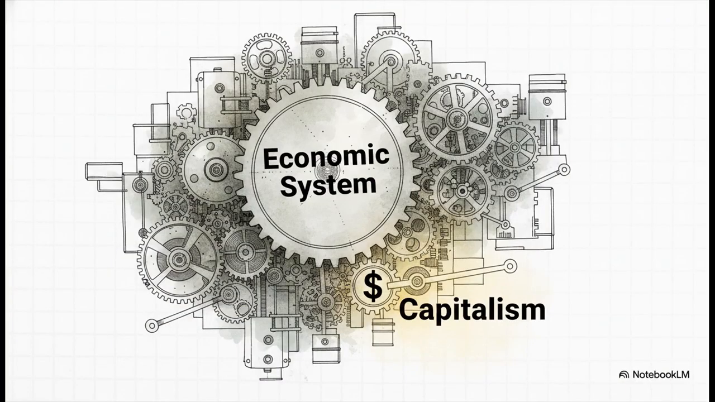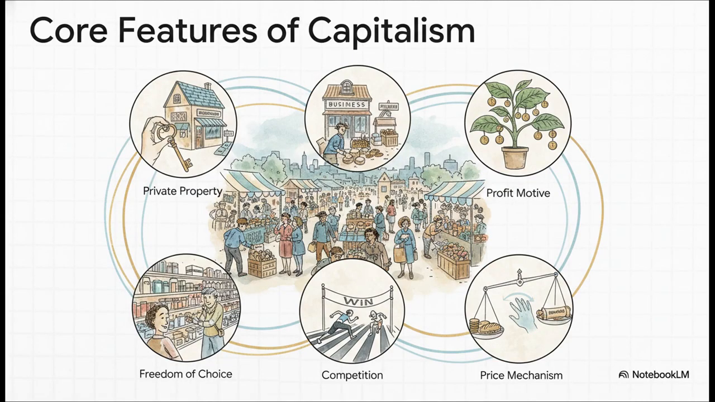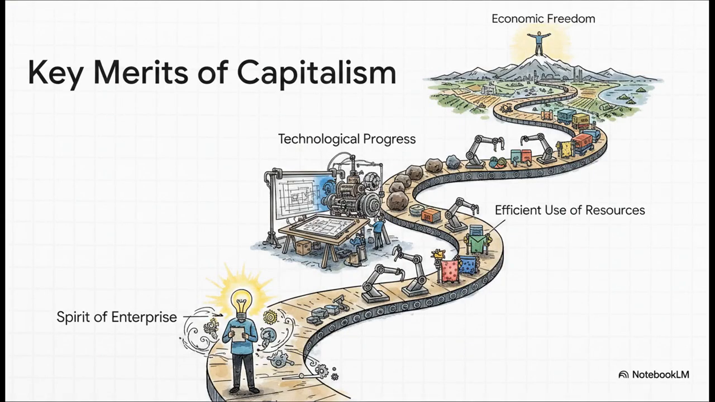Okay, now for that second lens, the system itself. Let's start with maybe the most famous one, capitalism. Think free enterprise or a market economy. It's all about private ownership and minimal government interference. A key idea here is the invisible hand. That's just supply and demand setting prices, not the government. So, the big plus here is how it encourages risk-taking, new tech, and of course, economic freedom.